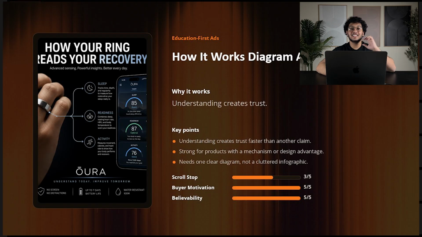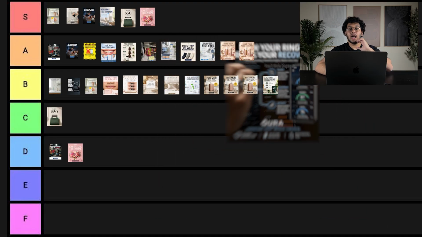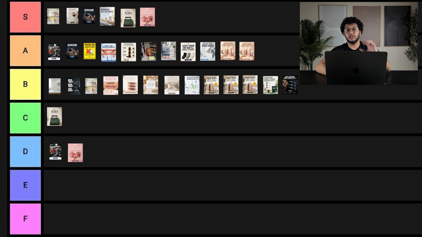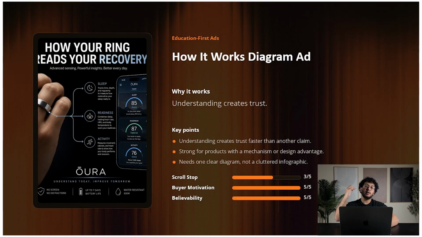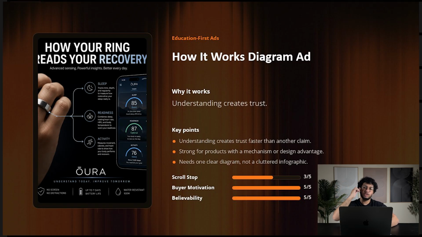B tier. Next is the how it works diagram. How it works diagrams are B tier. They're great for believability. When the viewer understands how the product works, they trust it more. But diagrams are not always the strongest scroll stop. They need a product with a clear mechanism, and the design has to stay simple. So this is useful but more situational.